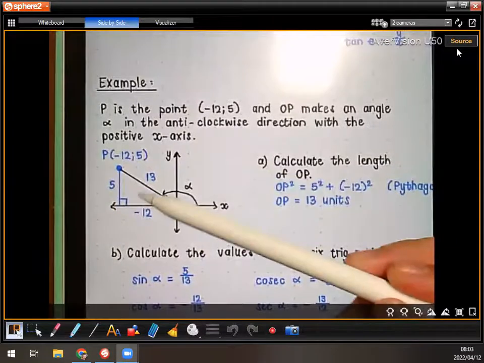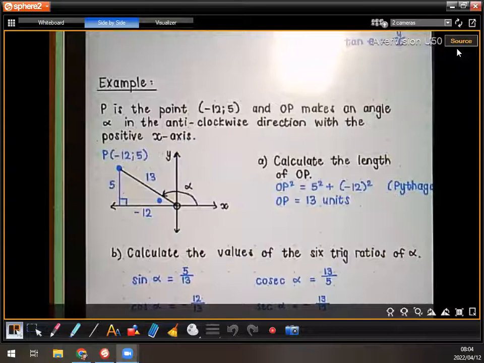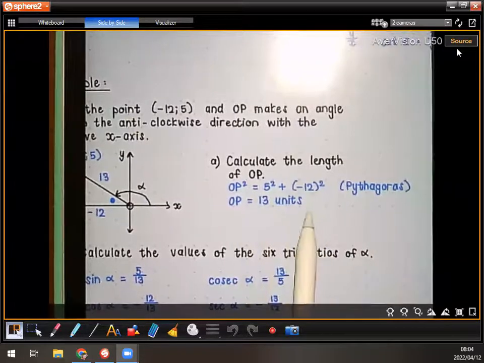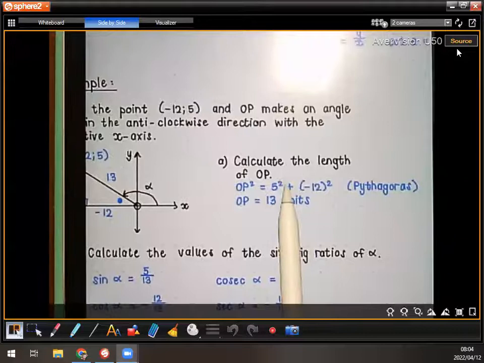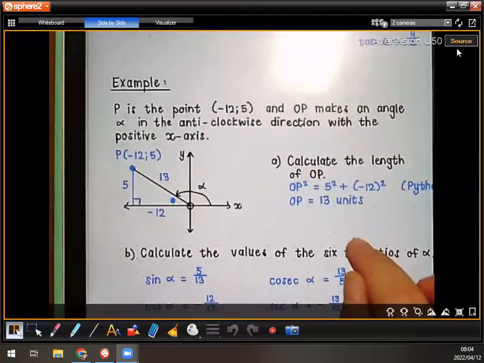And then we could use that to calculate our R or OP, as we call it here, because it's from the origin to point P, using Pythagoras, right? I think we did this one in class together, finding that OP is 13 units. And I still say that since it is a Pythagoras, you can just write OP equals 13 straight away. You don't actually have to throw that word in there.